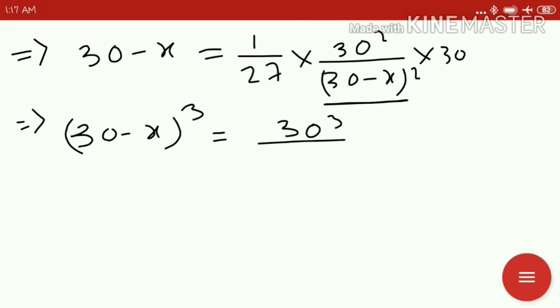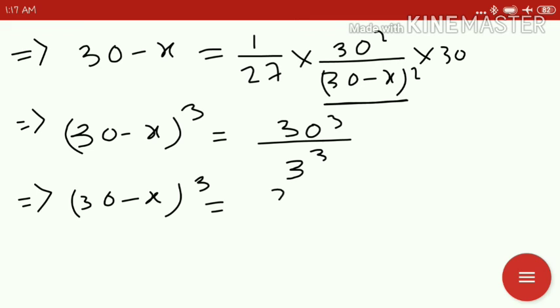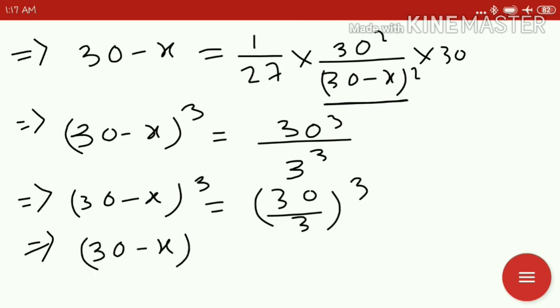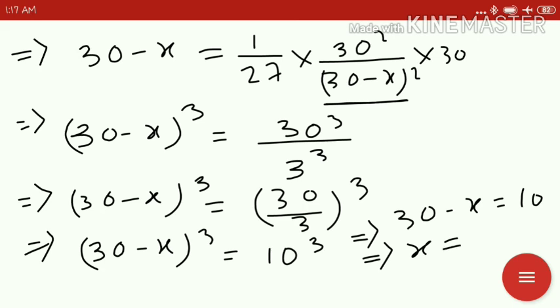If we multiply by 27, so 27 can be taken as 3 cube. So (30 minus x) whole cube, and we can take it as (30 by 3) whole cube. So 3 and 30 will be cancelled out, so we can take it as equals to 10 cube. From both sides, the cube part will be omitted, so it will become 30 minus x equals 10. And now if you solve, you will get x equals 20. So 20 centimeter above the base, the section is cut.